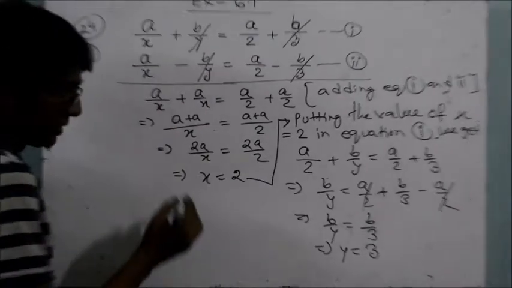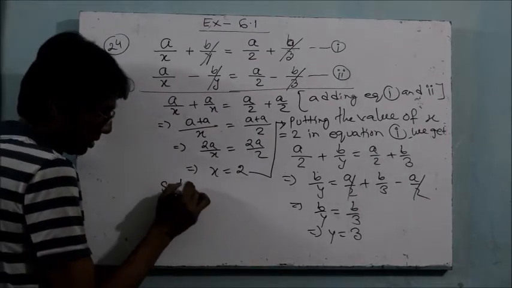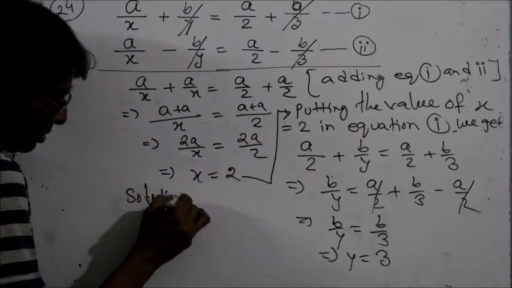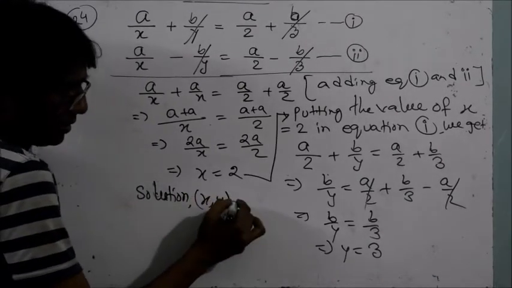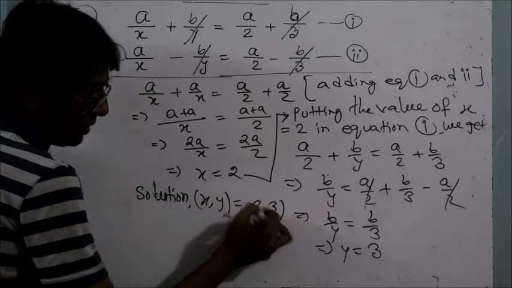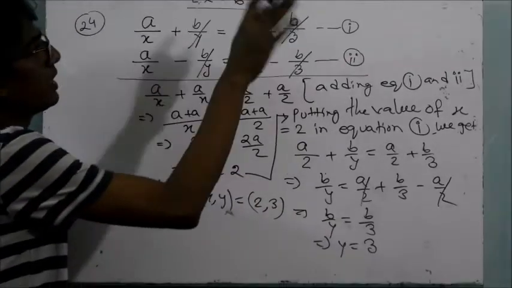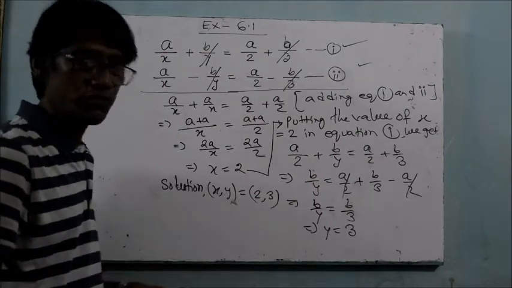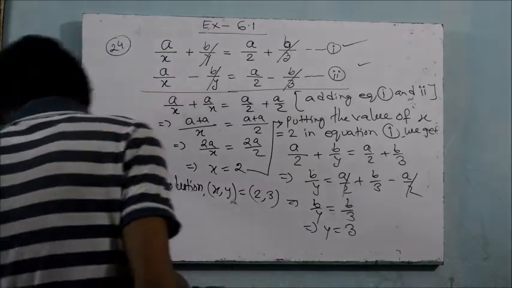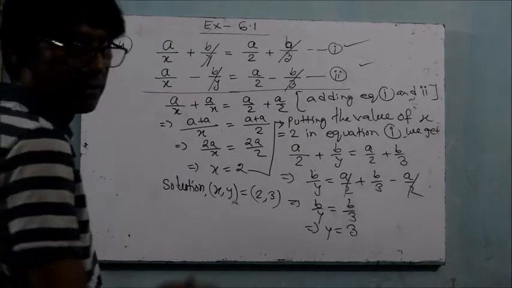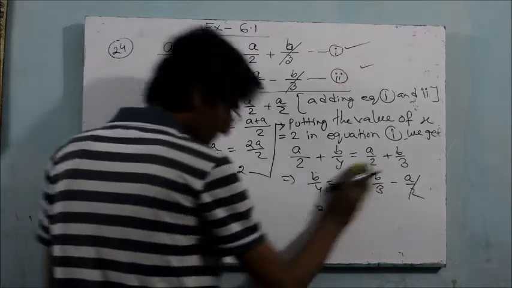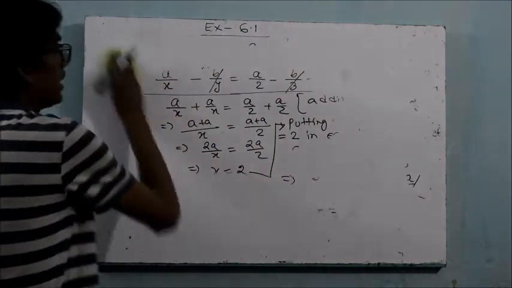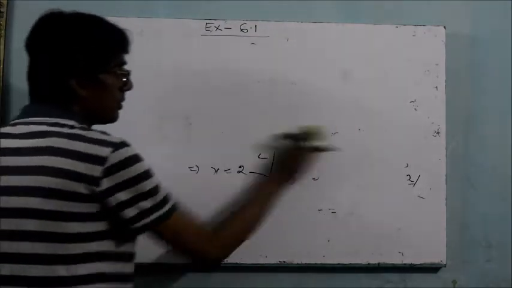So dear students, the required solution x, y equals 2, 3. Now we apply these two values in any one equation, and the result will be justified. So math number 24 is already solved. Now take your textbook, math number 25. Math number 25 also has two variables and two equations, and it has to be solved by the elimination method.